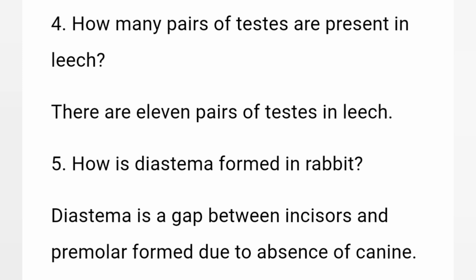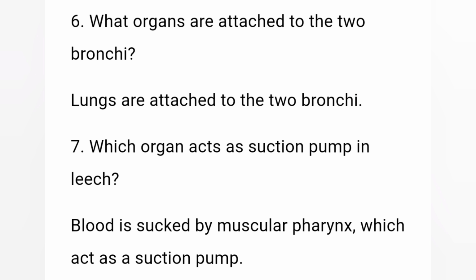Fifth one, how is diastema formed in rabbit? Diastema is a gap between incisors and premolar formed due to absence of canine. And sixth one, what organs are attached to the two bronchi? Lungs are attached to the two bronchi. Seventh one, which organ acts as a suction pump in leech? Blood is sucked by muscular pharynx which acts as a suction pump.